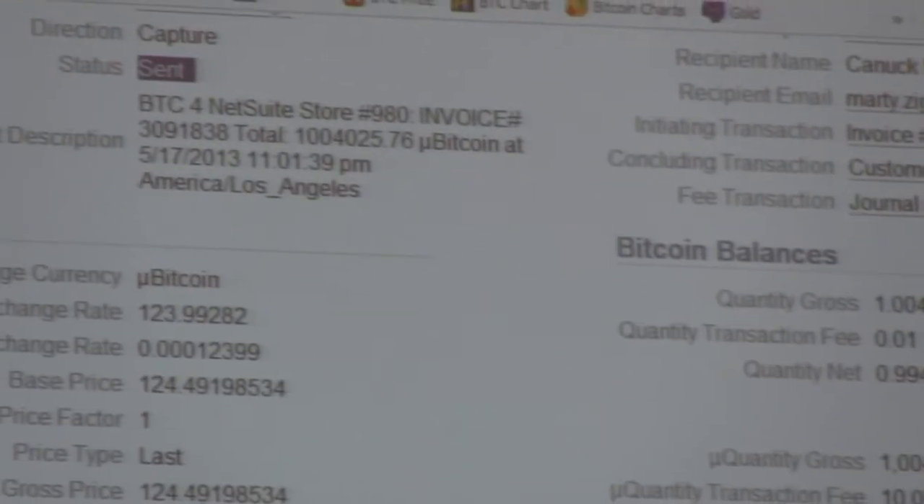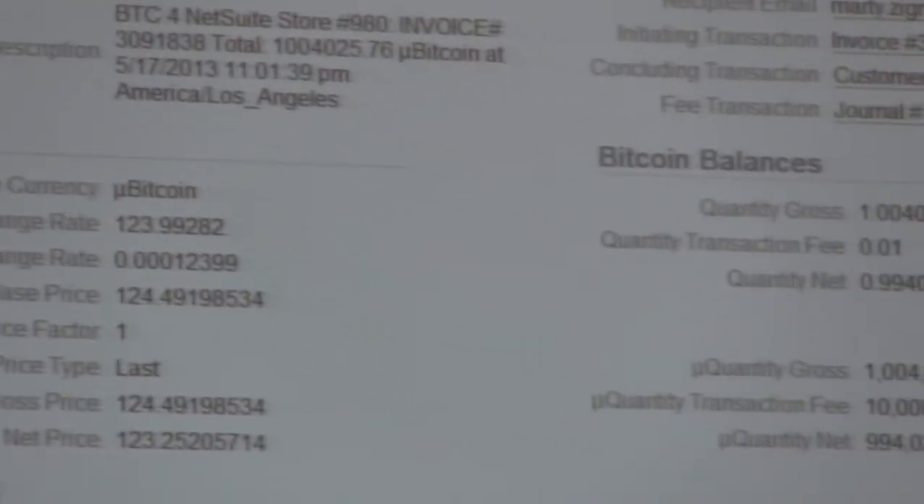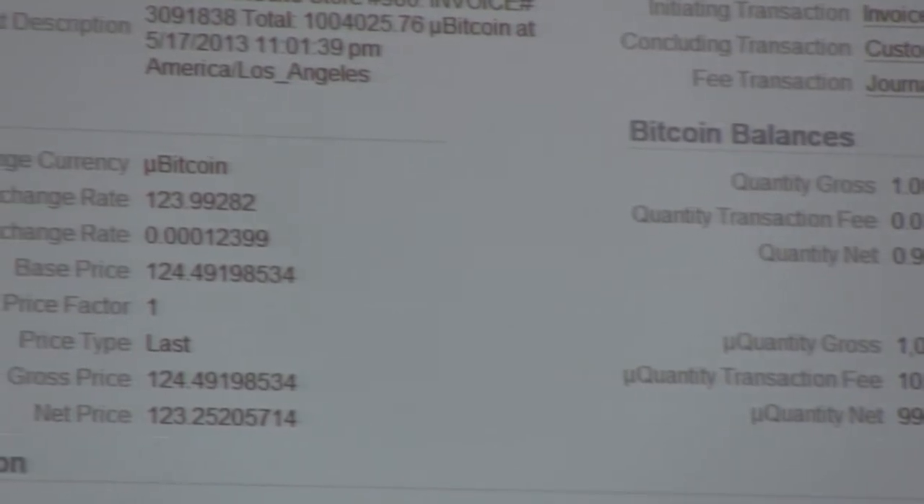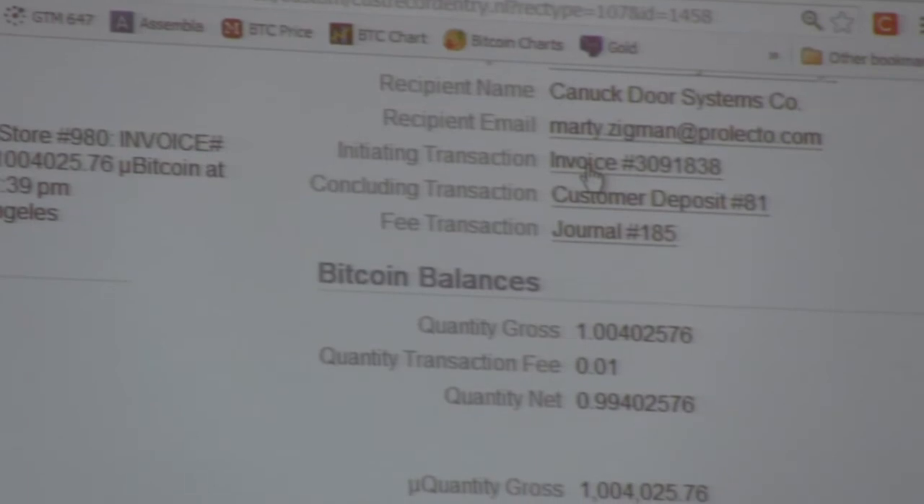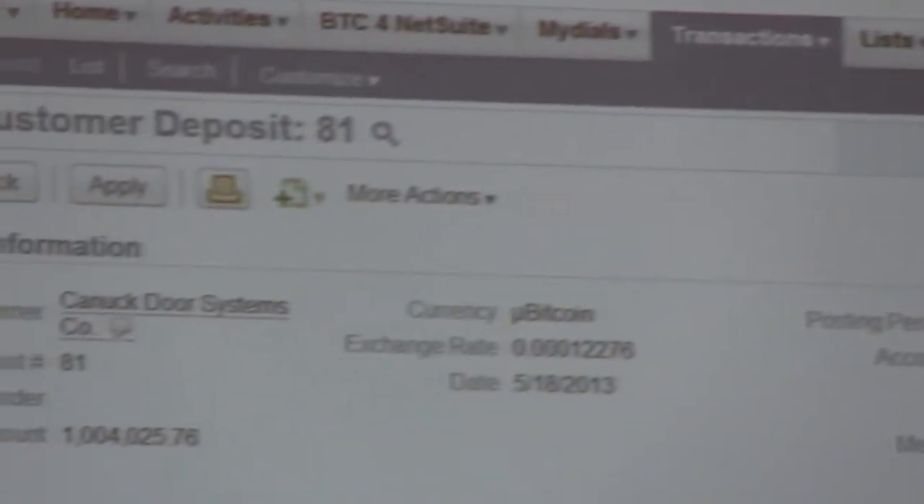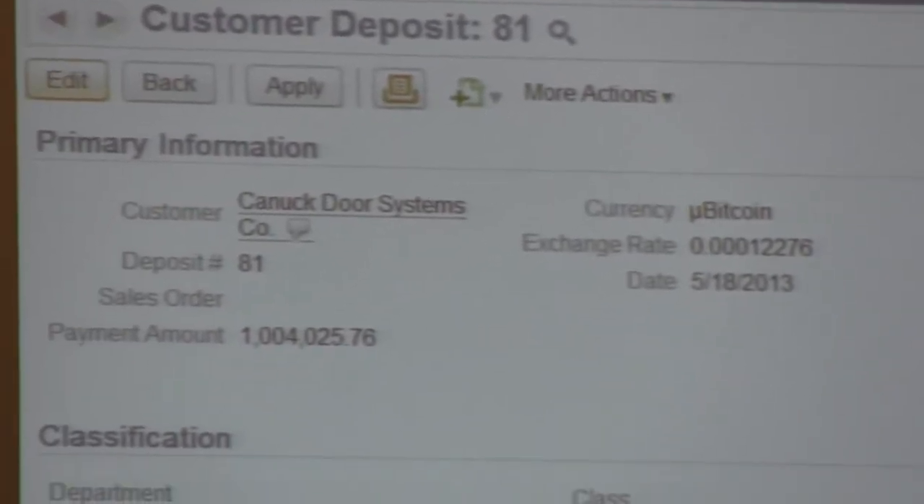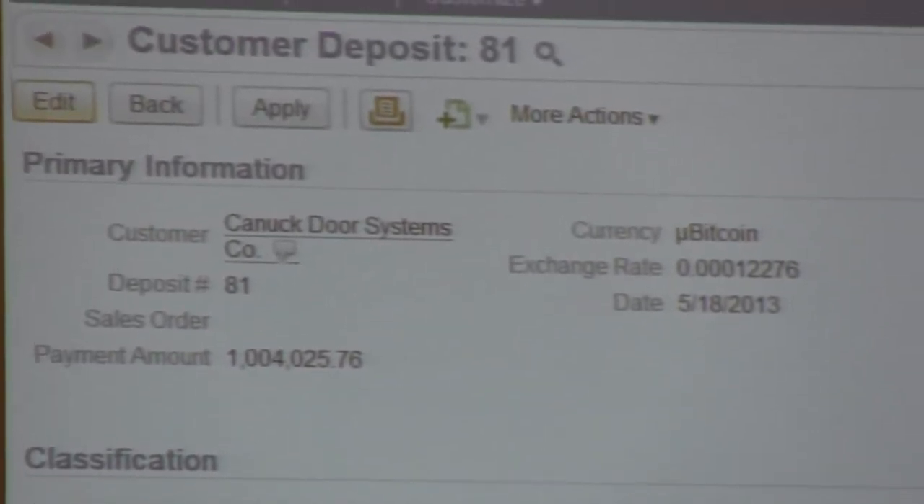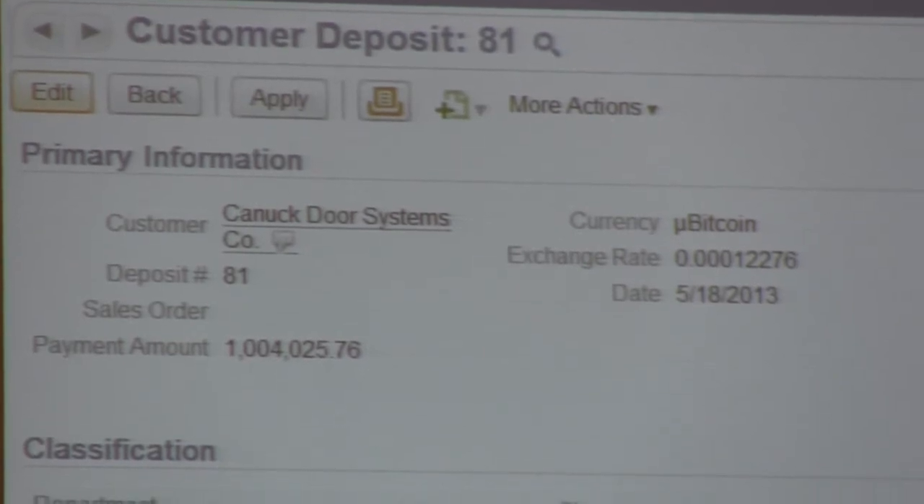Now, some other things that are important here have happened. Now we have some accounting to do. Money has arrived. So if you look over here, our initiating transaction was an invoice, which was the request for payment. But now that the money has arrived, we have a concluding transaction. This is effectively the accounting for the Bitcoin that has arrived. And so we're essentially saying the money's been deposited, because we're treating the Bitcoin like a bank account.